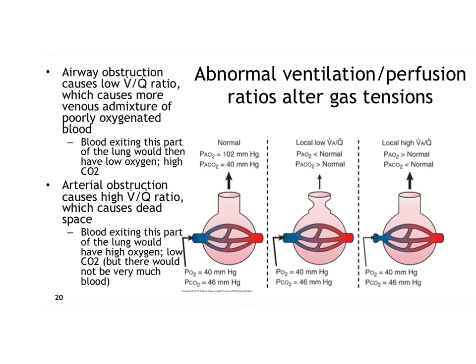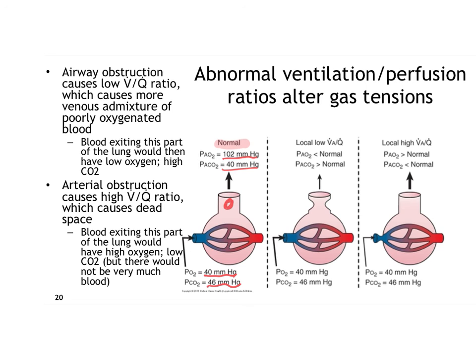So if we say that we have a normal situation here, we would have our partial pressure of oxygen is 102, partial pressure of CO2 is 140, that would be going from our bronchioles. And then our perfusion, that would have in our venous side coming in, is 40 millimeters of mercury of oxygen and 46 of our CO2. We realize that that's what we would normally have.